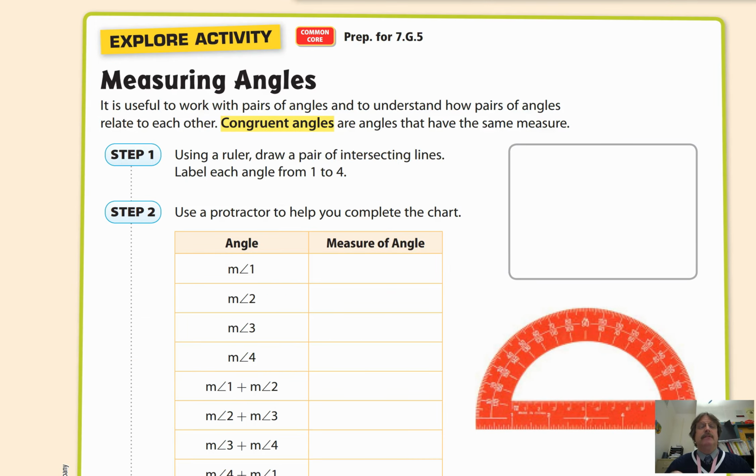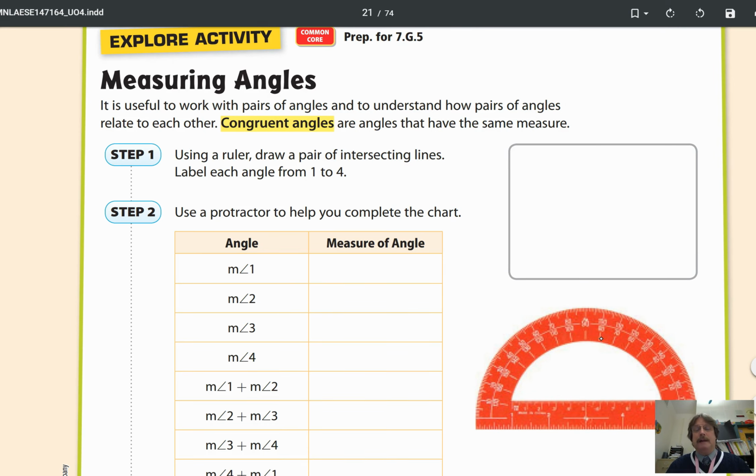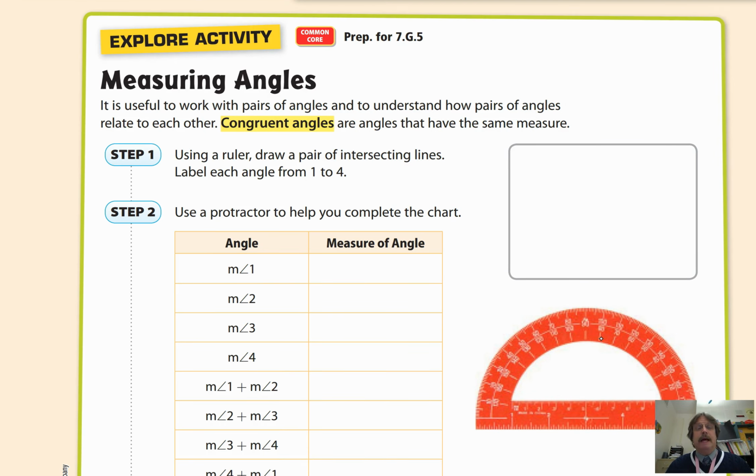In the first activity, we're going to talk about measuring angles using the protractor, and we're going to do the activity in class. But just to talk about a few little things here. One is the definition of congruent angles, and that means they have the same measure. So if you have an angle that is 30 degrees, a congruent angle would also have 30 degrees.